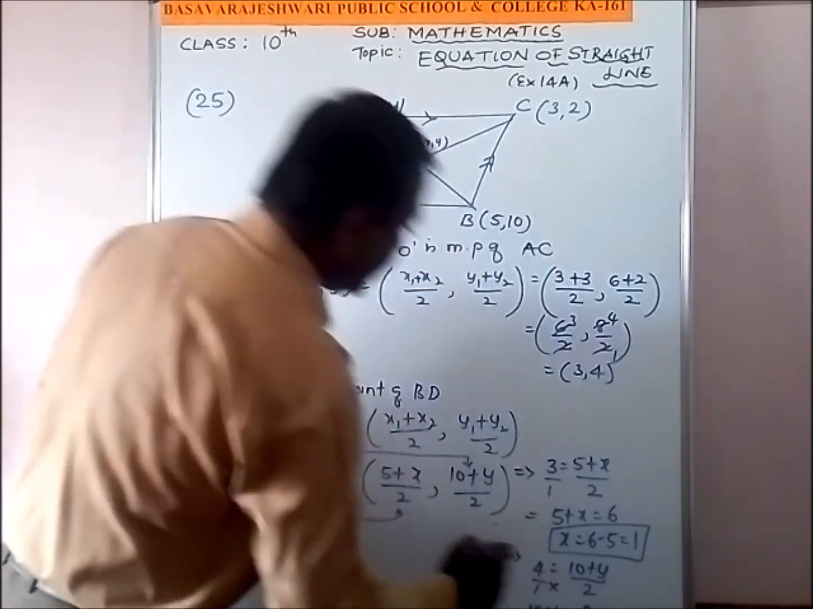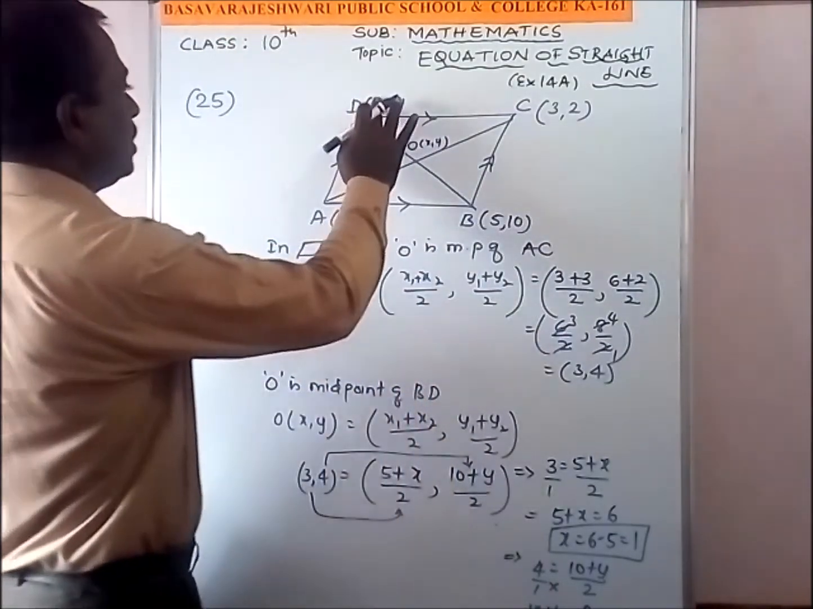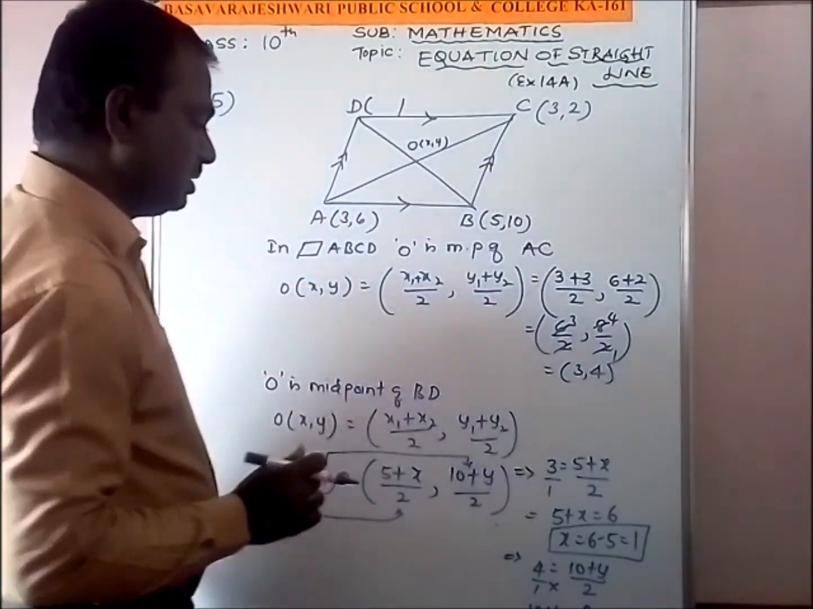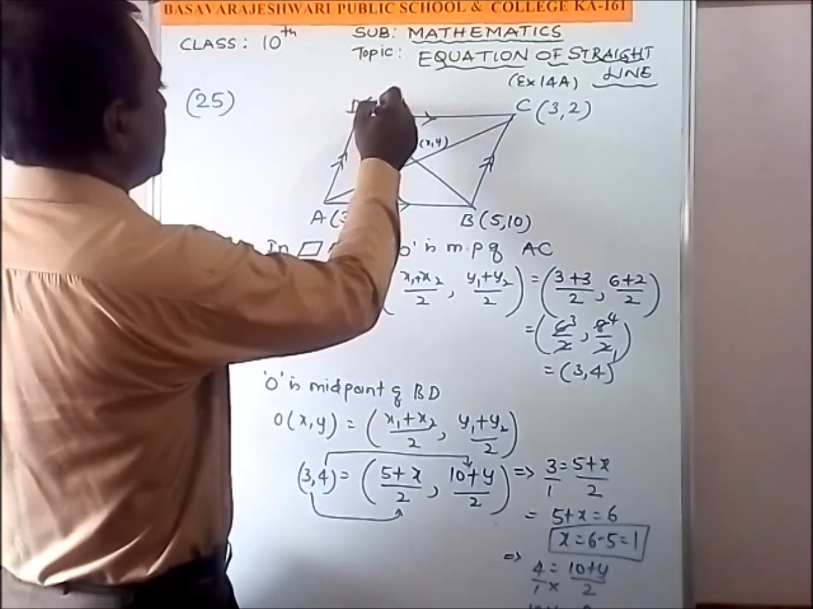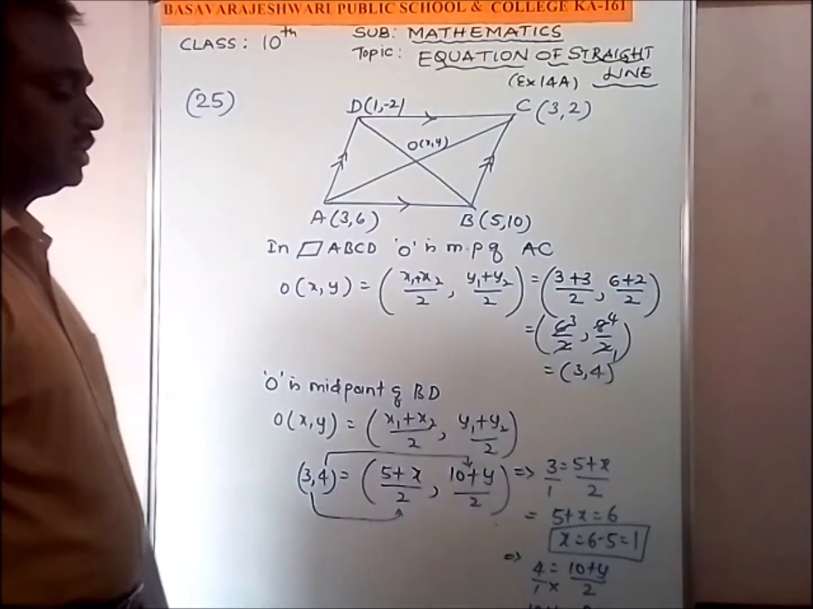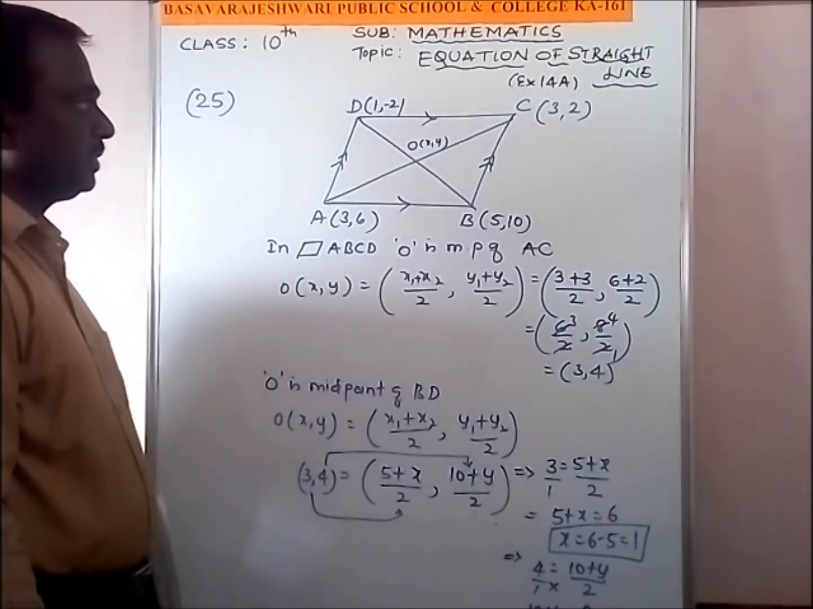So what are the coordinates of D? Now the coordinates of D are (1, minus 2). Understood? That is the coordinates of D.